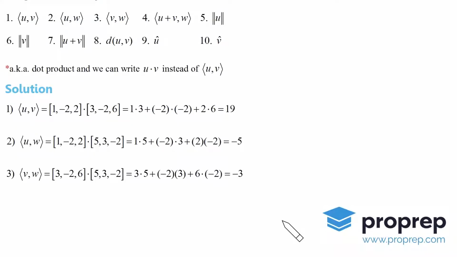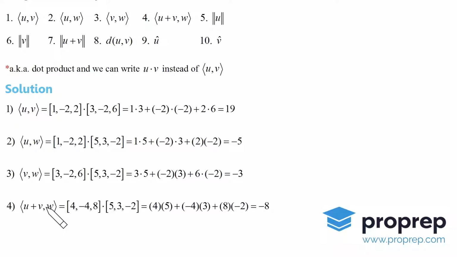The third one is, again, the same idea, just V with W. It's scrolled off, but V is this, and W is this, and the same computation. Dot product, multiply component-wise, and add.